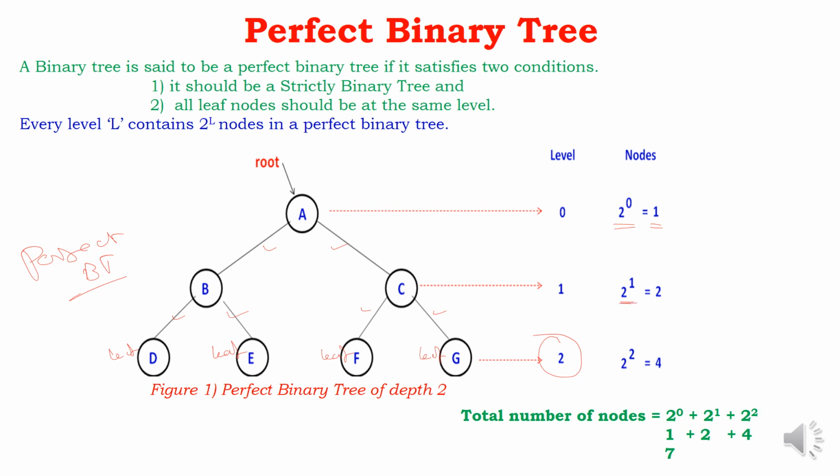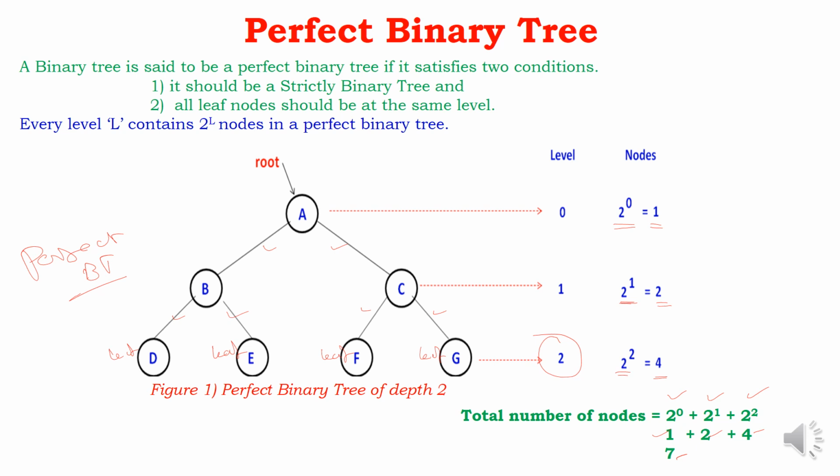2 to the power L, 2 to the power 1, 2 number of nodes. So at level 2, there are 4 nodes, 2 to the power 2, 4 nodes. The total nodes is 2 to the power 0, 2 to the power 1 plus 2 to the power 2, 1 plus 2 plus 4, 7. There are 7 nodes in a binary tree, that too a perfect binary tree.